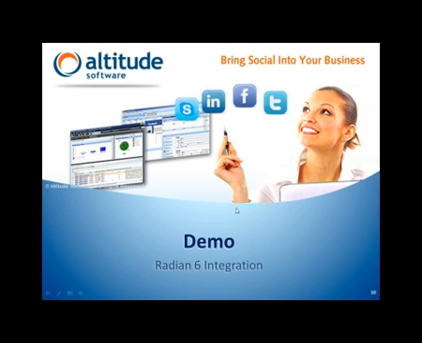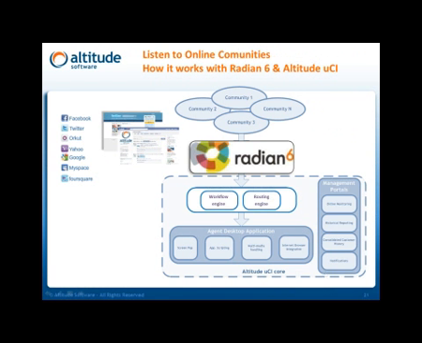Okay, so with Radian 6 integration, we are basically using what Teresa was talking about. We use Radian 6 as a social aggregator. It's the same logo you can see from the previous slide. Here you can see that Radian 6 is a social aggregator that goes on the internet and checks for and reads all the information from Facebook, from Twitter, all those social networks, and delivers it to Altitude UCI.